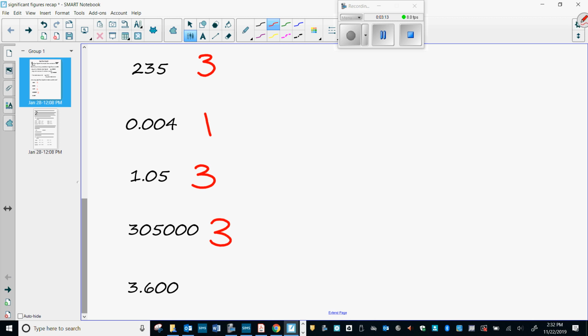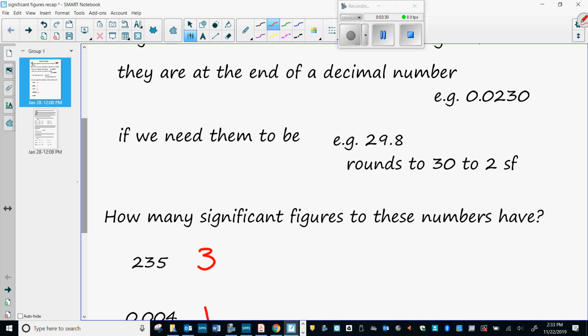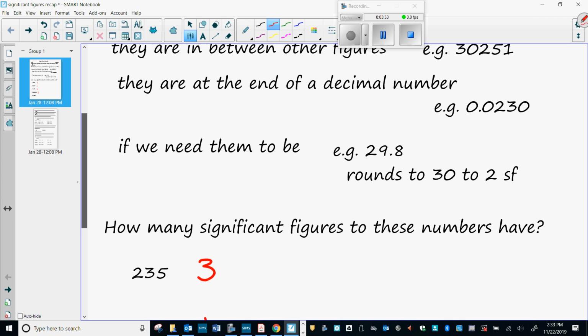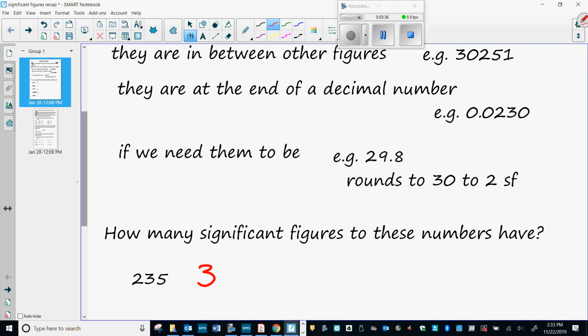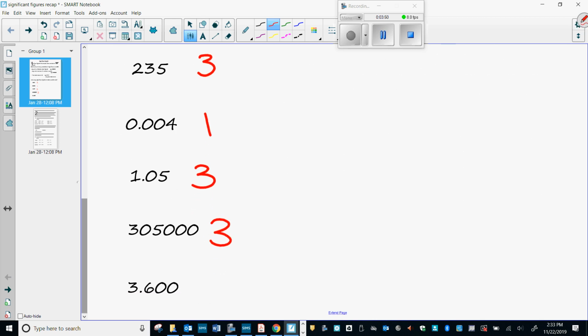Okay, so I'm hearing really... Why? What were you considering? Because I would say 6, because it would be 305,000. That's why I was going to say 6, because the zeros are after. Okay, but I said that zeros are not significant unless they satisfy one of these conditions. Is it in between other figures? Those ones at the end, are they in between other digits? No, there's just zeros on the end. Are they at the end of a decimal number? No. And we don't need them to be, okay? So therefore those 3 would not be considered as significant. See the difference?